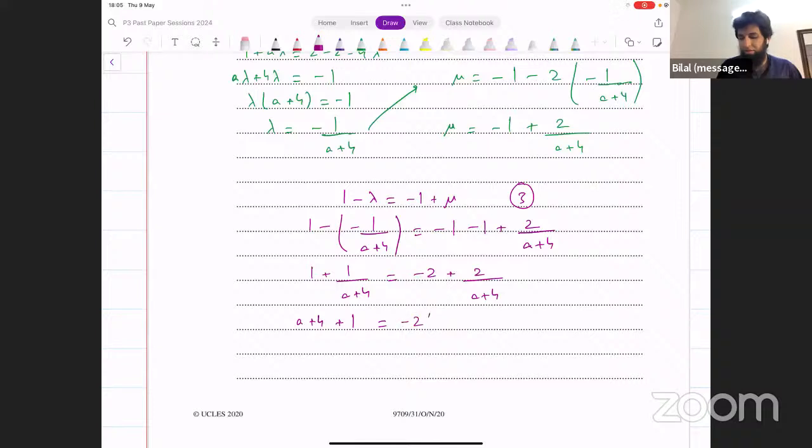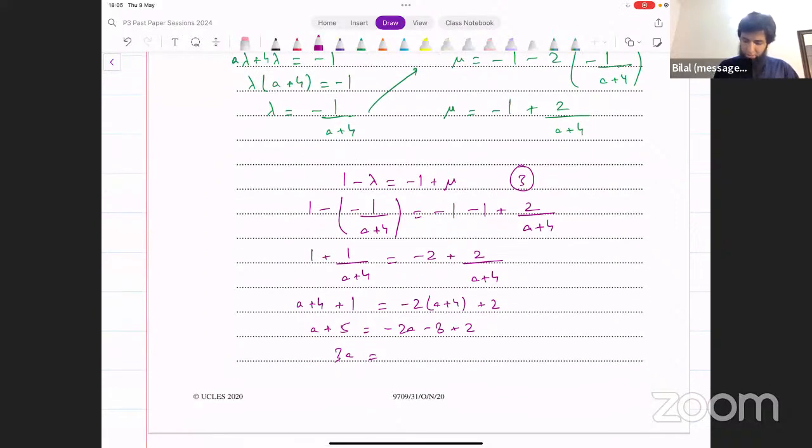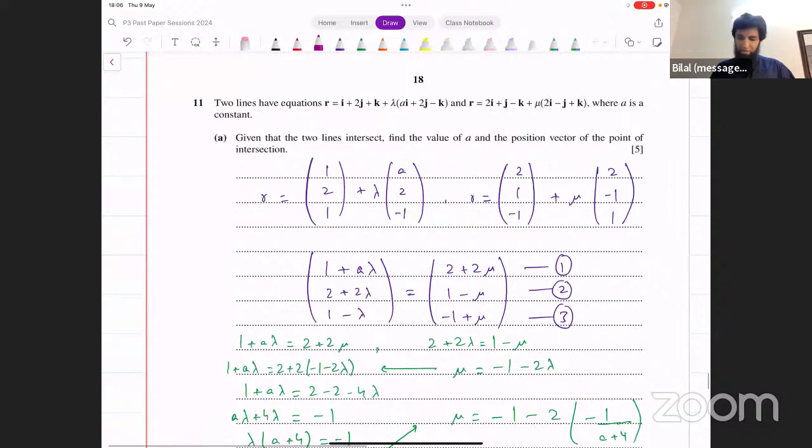On the right side, I have minus 2 into a plus 4 plus 2. And now simplify everything, and that gives us a plus 5 equal to minus 2a minus 8 plus 2. 3a equals minus 6 minus 5, right? Is that correct? Any careless error you can spot here? I think it's okay. 3a equals minus 11, and the value of a that I'm getting is minus 11 over 3. Okay, does that look okay? Minus 11 over 3, that's the value of a that we're getting.